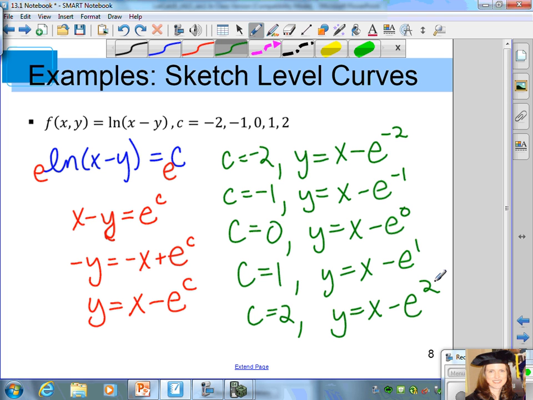Let's use a graphing calculator and sketch each of these level curves. This set of level curves starts at a c level of negative 2. In other words, when z is equal to negative 2 on the graph of the surface, this is what the x and the y will equal.